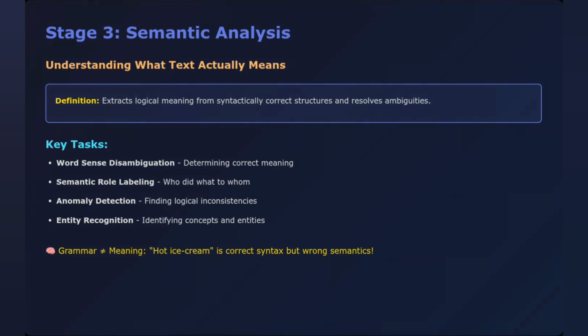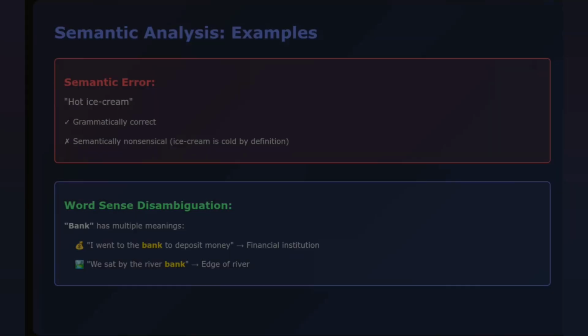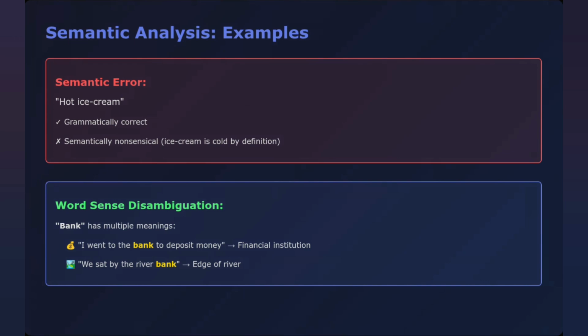The key tasks here are word sense disambiguation, figuring out which meaning of a word applies, combining meanings in context, and detecting semantic anomalies, statements that are logically nonsensical. Classic example, hot ice cream. Grammatically, perfect. Two words, proper structure. Semantically, nonsense. Ice cream by definition is cold. This is a semantic error that syntactic analysis would completely miss.